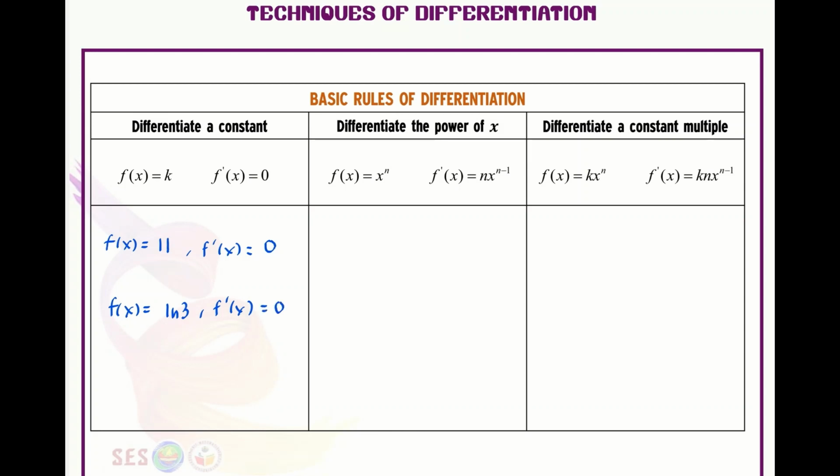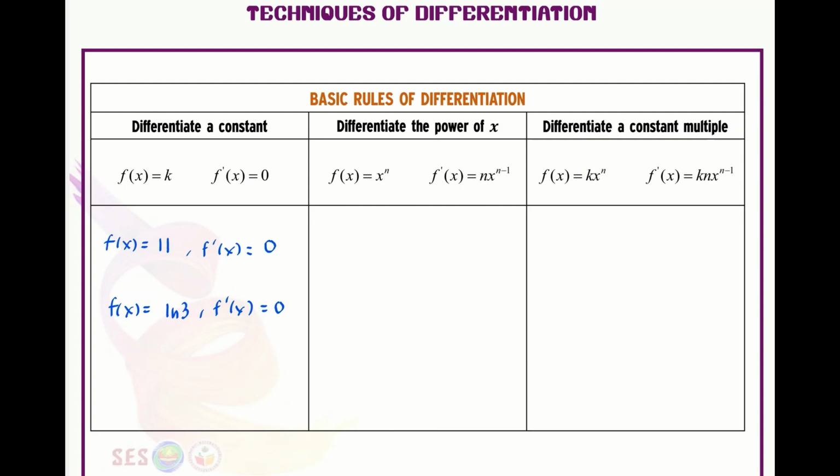All right, so let us move to the second case under basic rules of differentiation, where we need to differentiate the power of x. So the formula is basically, suppose that we have f(x) equals x to the power of n. So f prime x is just we bring down the power next to the x. We will write back the x, and the power is being minus by 1.